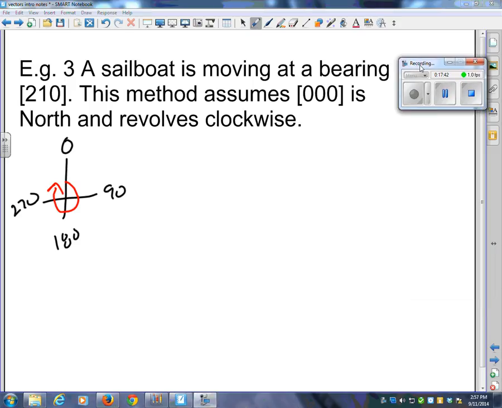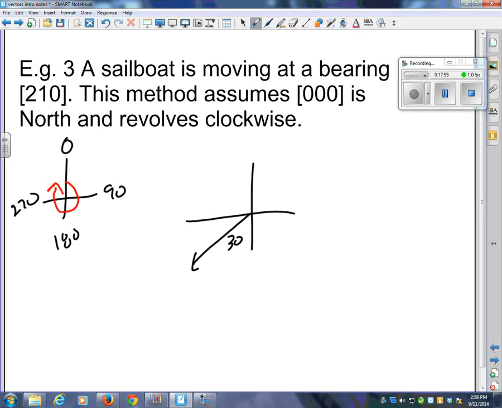Somewhere in the southwest. Well, past 90, past 180. How far past 180 is it? 30 degrees. Okay, 30 degrees. Make sense?